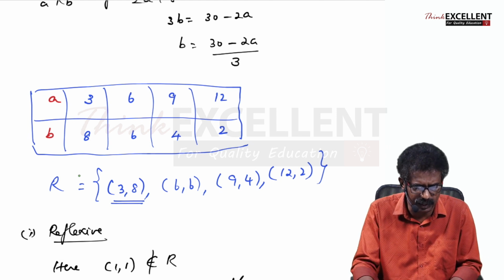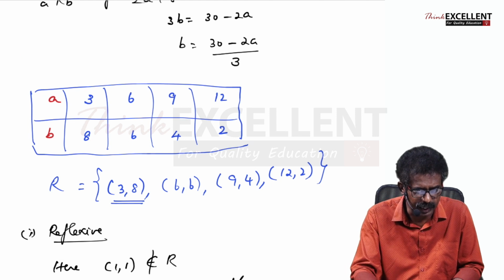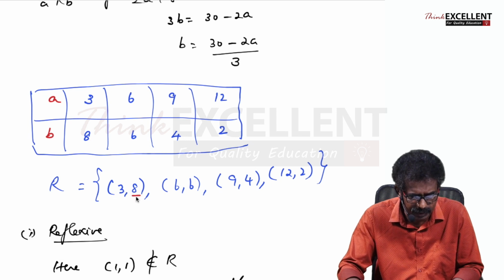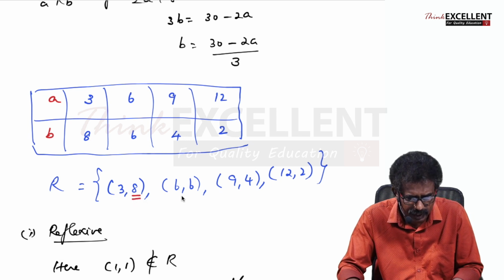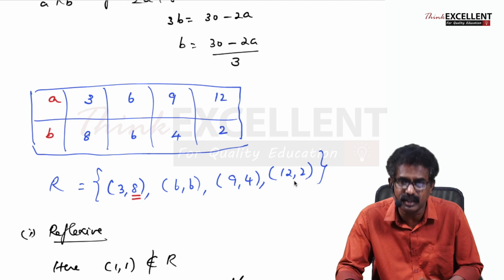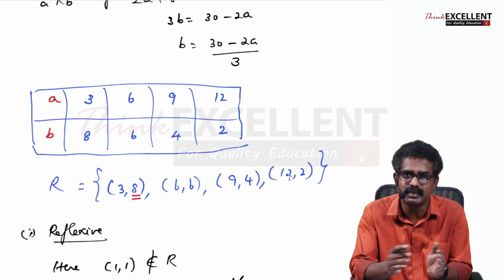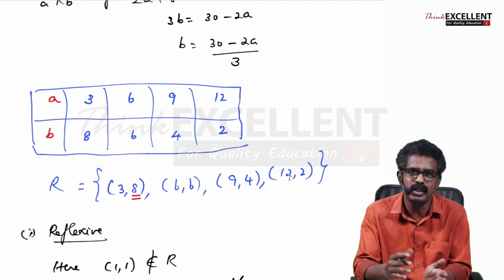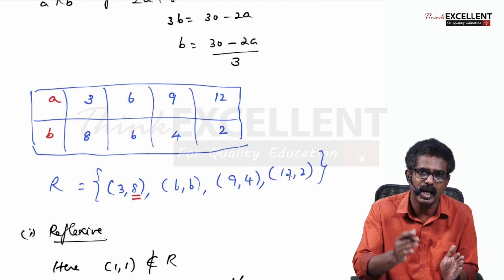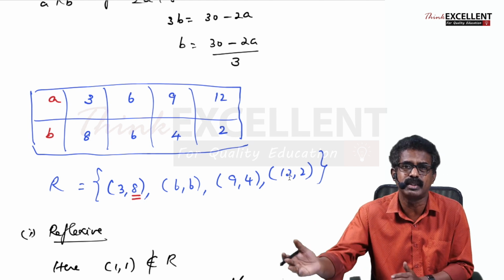Okay, so now let us see here. 3 is related to 8, right? 3 is related to 8. Then you check whether 8 is related to anything. In the first place, 8 is not at all there on the left side. So no need to check the right side. A is related to B and B is related to C. Then only you have to check that one.